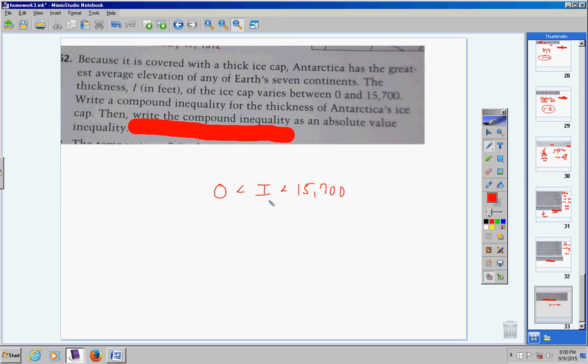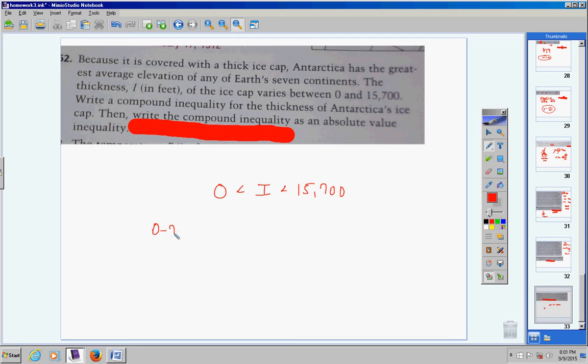Now, we know how to write this as an absolute value. Okay, we've done quite a few of these. First of all, you find the average of these two numbers here. This number here and this number here. Find the average of those two numbers. So with my calculator, I'm going to add those two together and then divide by 2. That's how I've taught you guys to do this. Okay, you get 7,850. So you're going to subtract that from each part.